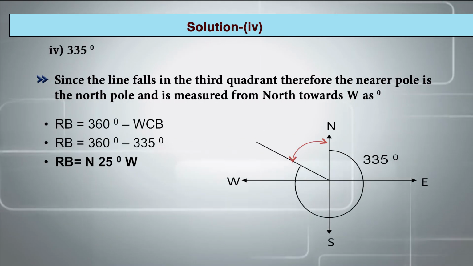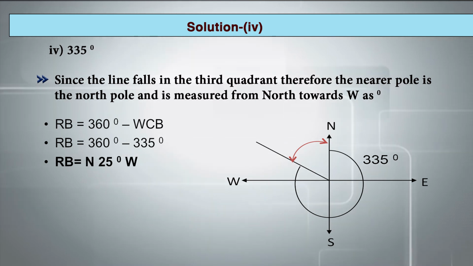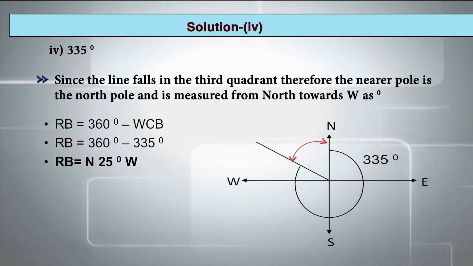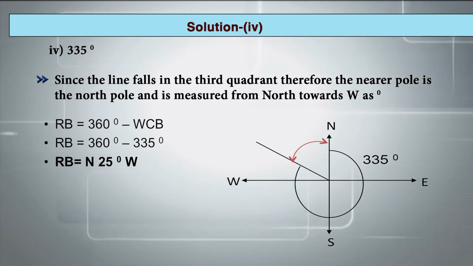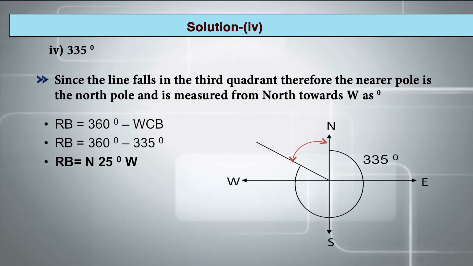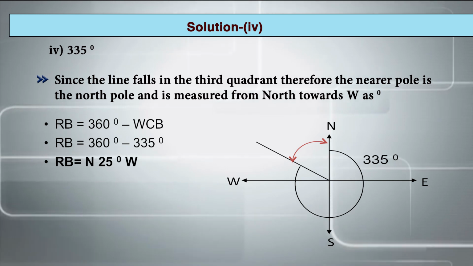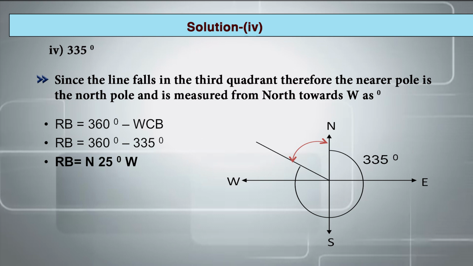Next question is 335 degree. As you know, this 335 degree falls on the fourth quadrant. Since the line falls in the fourth quadrant, the nearer pole is the north pole and is measured from north towards west, as reduced bearing is 360 degree minus WCB. Reduced bearing is 360 degree minus 335 degree. So, the answer, reduced bearing, will be north 25 degree west.